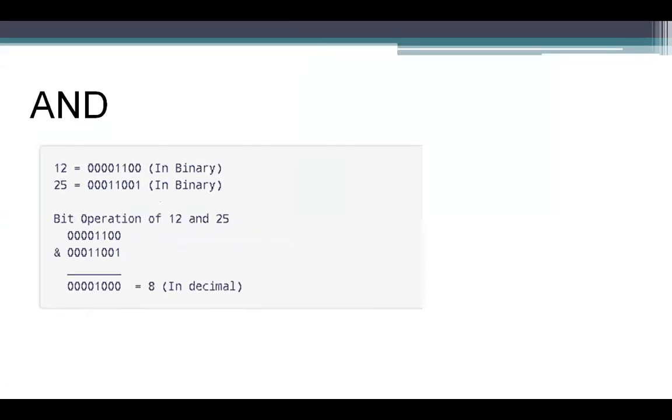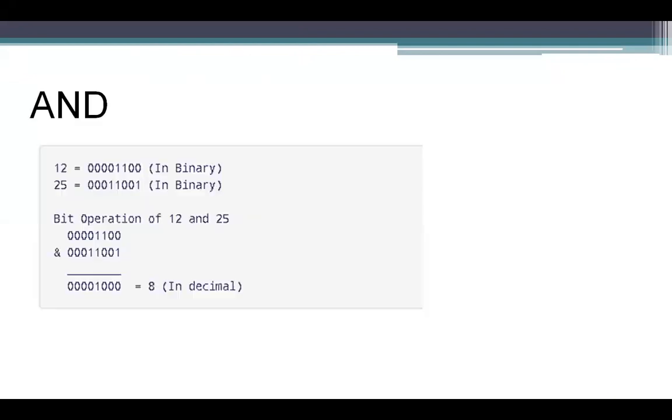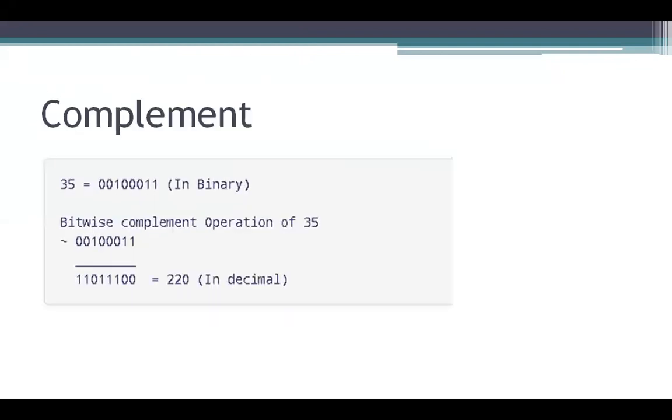And the next thing is NOT. So NOT inverts all the bits. If it is 0, it will be converted to 1. If it is 1, it will be converted to 0. So 35: that is 1 is 0, 1 is 0, 0 is 1, 0 is 1, 0 is 1, 1 is 0, 0 is 1, 0 is 1.